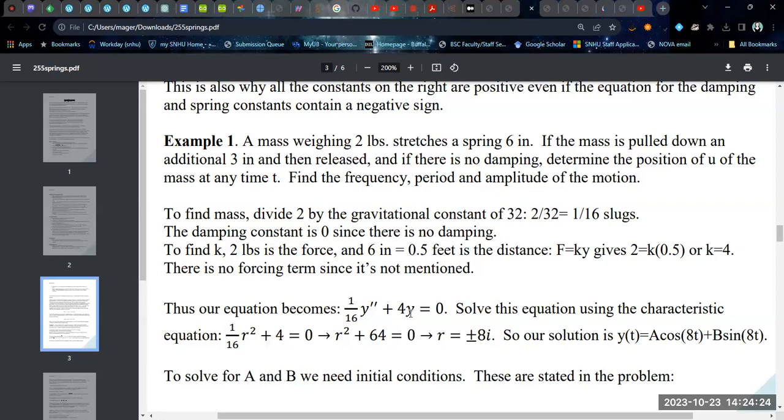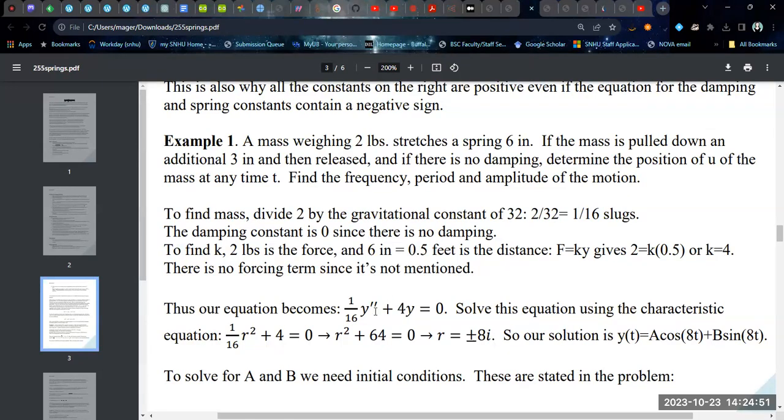So in our equation, that's our 1/16 y double prime. The damping constant is 0 since they told us there is no damping. And to find the spring constant using Hooke's law, we have 2 pounds as the force, and 6 inches is the amount it was stretched, that's half a foot. We plug this in, and the spring constant is 4. So that goes into our equation.